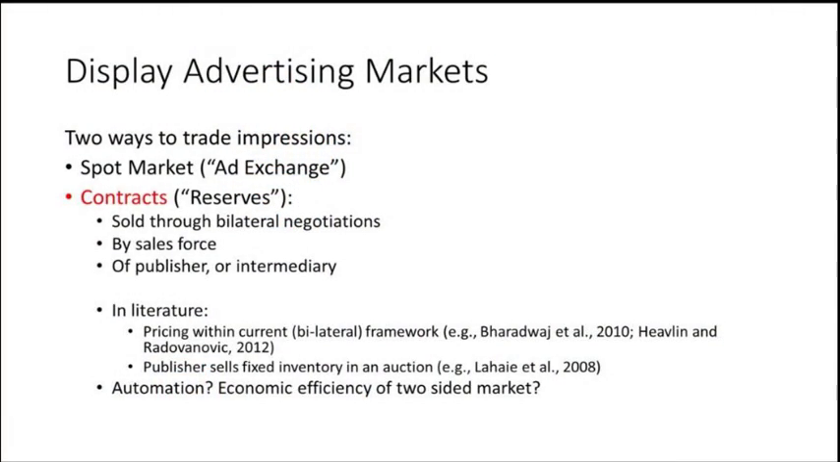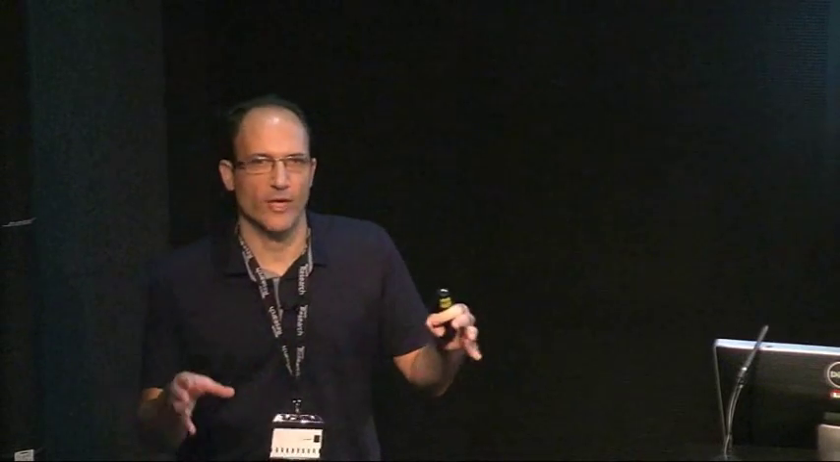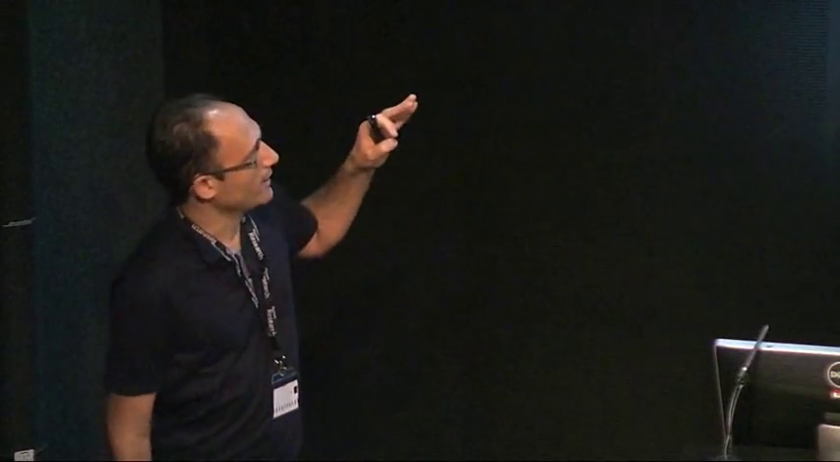There are two main ways today to sell impressions. Impression is the basic good that is traded in the display advertising market. It is one view of one user of one advertisement. One way is through a spot market, or what's called the ad exchange, which takes place while the user is browsing, while the user is waiting for the page to load. So this is, of course, very fast, and it's then pretty limited in terms of the expressiveness of advertisers bidding.